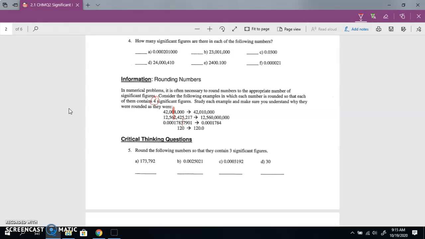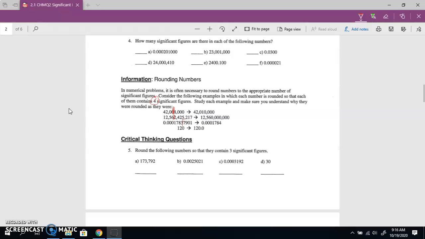The 7 says that we are going to round this 3 up to a 4, and so this is our final answer. This number right here only has 2 significant figures in the number 120. If we want 4 significant figures, we need 120.0. Remember that these 2 zeros right here would be ending zeros in a number with a decimal, so they're both significant.